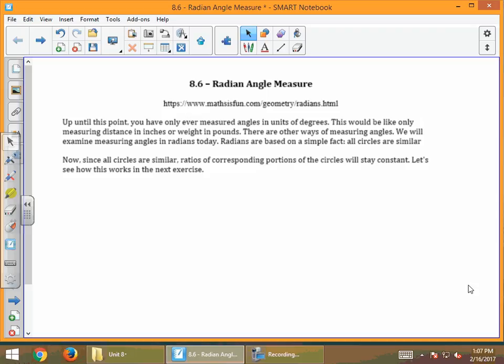And we can use the fact that all circles are similar. Every single circle is similar. Just make a circle bigger or make a circle smaller, and it'll match up. And now that we know that circles are similar, we can apply this in the next problem.